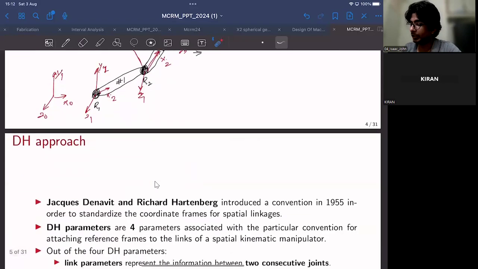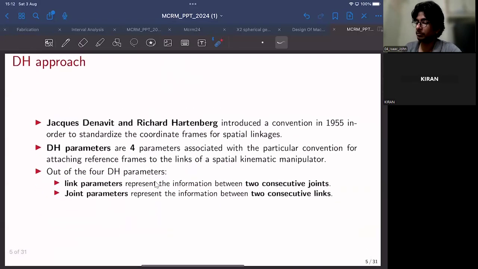So to minimize this large number of parameters that we need, we have a convention, fortunately, in robotics, which was introduced by two scientists called Jacques Denavit and Richard Hartenberg. They basically introduced a convention in order to standardize the coordinate frames of spatial linkages.